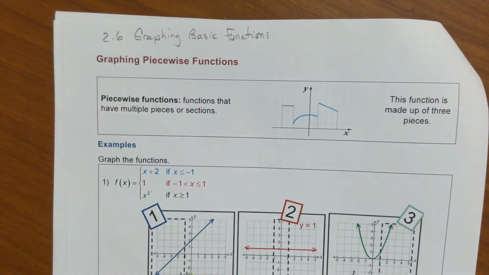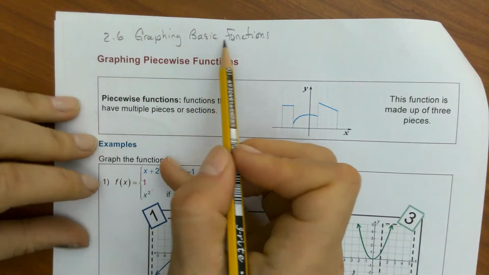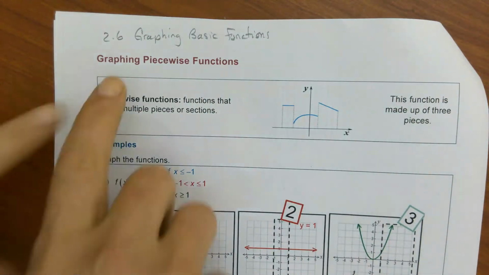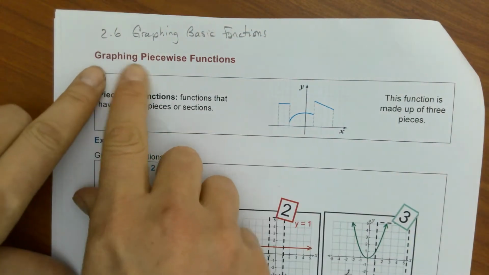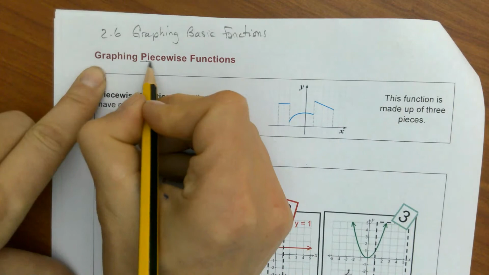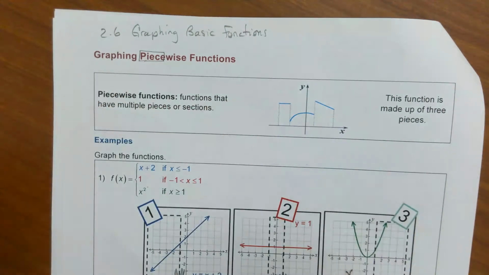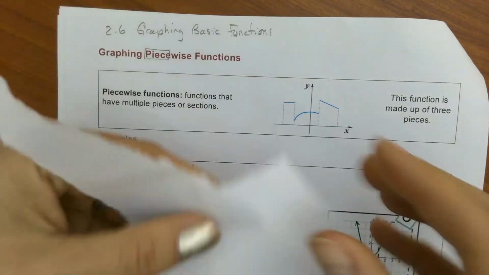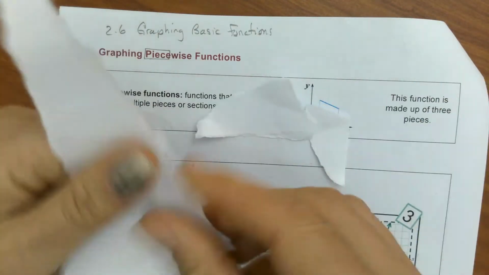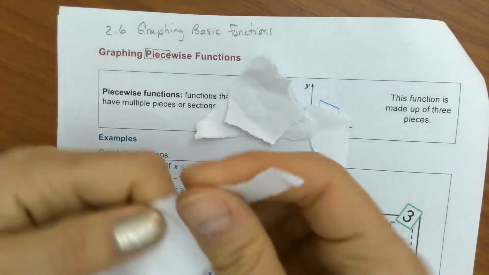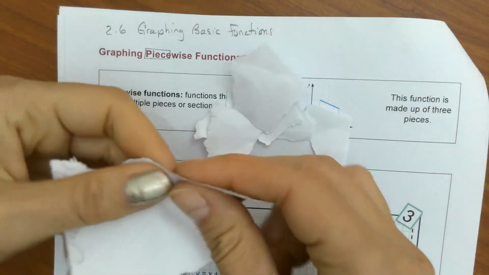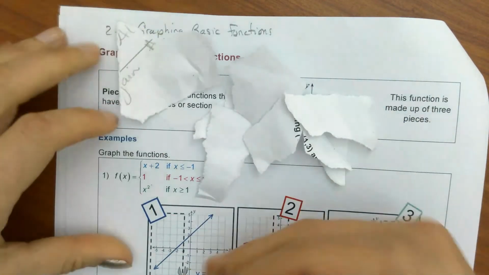So now we're still doing 2.6, graphing basic functions. This is called graphing piecewise functions. If I look here, it's the word piece. Here's a piece of paper, and I'm cutting it and breaking it up and ripping it into pieces. See? Pieces.